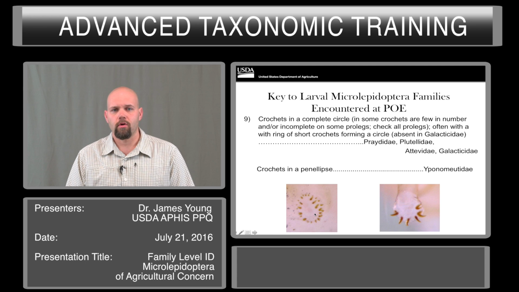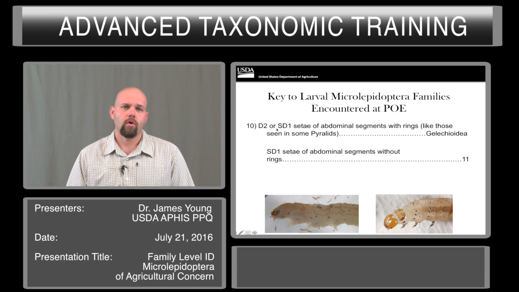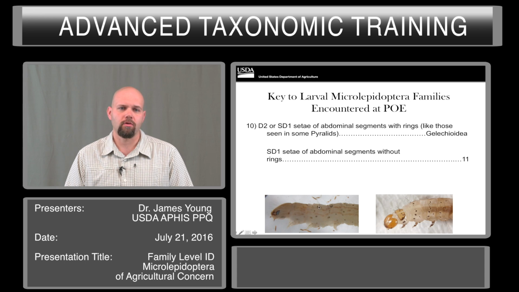Crochets, again, how they're arranged in a complete circle or in a penellipse. SD2 or SD1 with rings, this is rarely seen. It is a character similar to what is seen in some of the pyralids, where there are rings around setae, but note that this is either D2 or SD1, so this will be a little bit tricky if you are not sure if you have a pyralid or not.